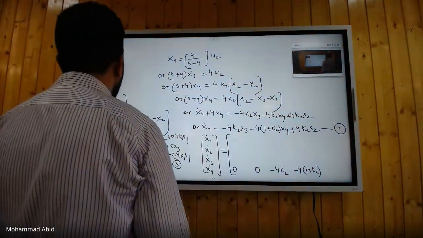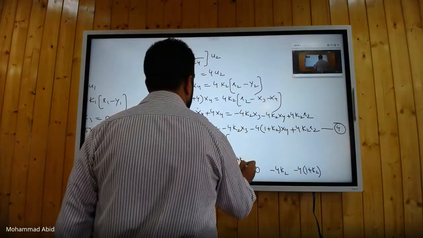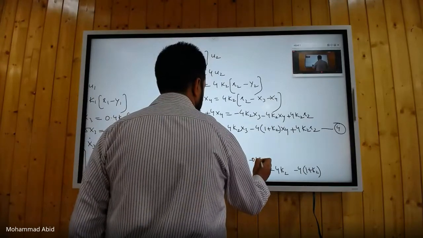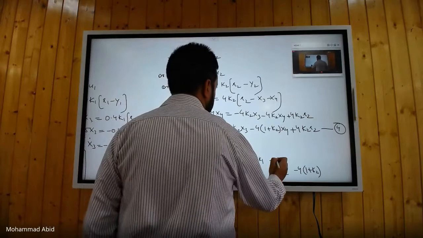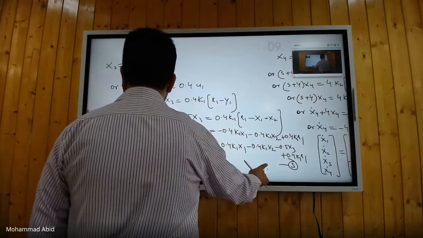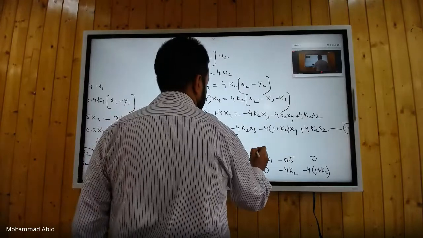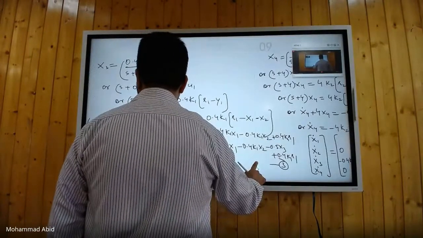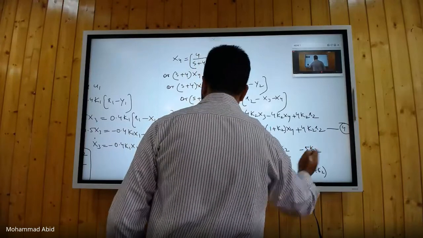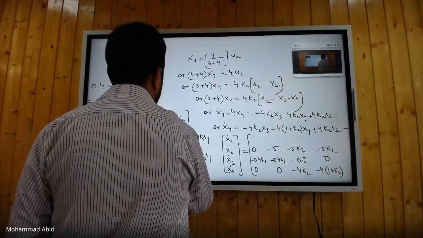Then what is x3 dot? x3 डॉट में x1 है -0.4 k1, और इसमें x2 भी है -0.4 k1, और इसमें x3 है -0.5, and this is 0, x4 है नहीं इसमें. सही है ना? x2 डॉट की इक्वेशन में क्या है? -5 x2, 0 ये x1 नहीं है इसमें, -5 x2 है और -5 k2 x3 है और -5 k2 x4 है. x2 डॉट की इक्वेशन में, ये वाली इक्वेशन में, is that okay? Yes.